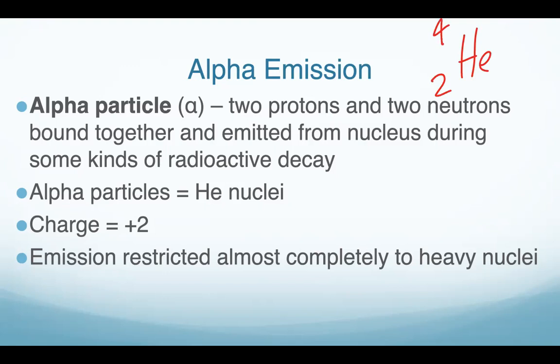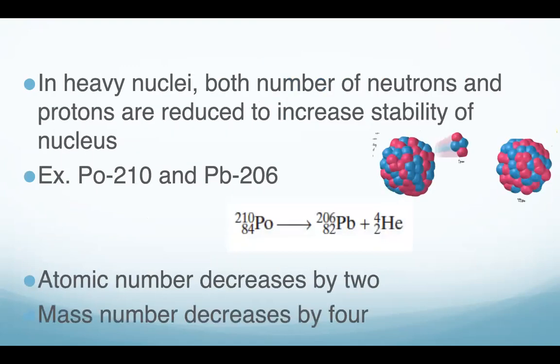This type of nuclear decay is restricted almost completely to heavy nuclei, so you're going to see these in very heavy elements. In heavy nuclei, both the number of neutrons and protons are reduced to increase the stability. That's why you're releasing an alpha particle, which has 2 protons and 2 neutrons.